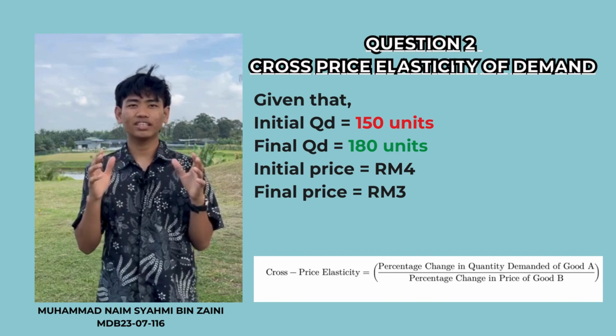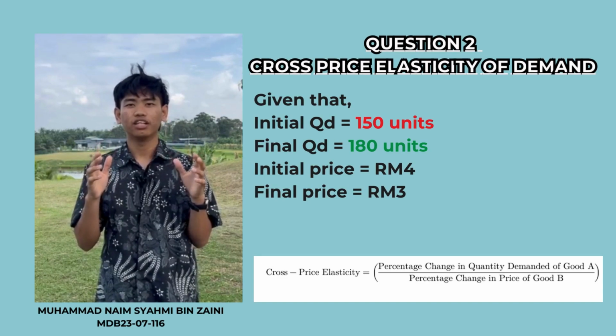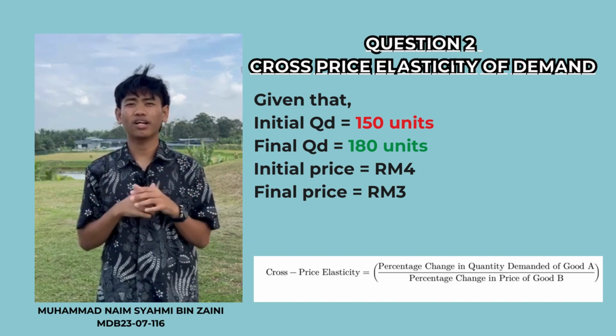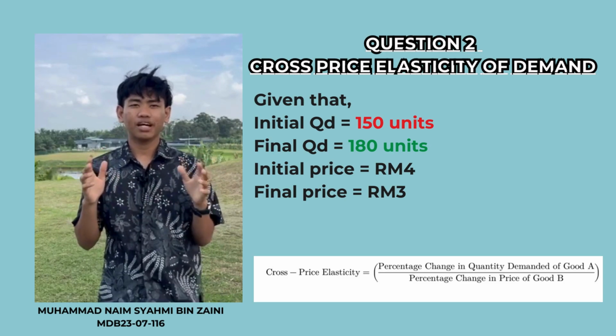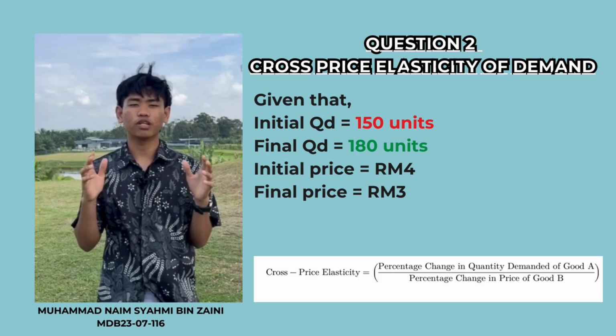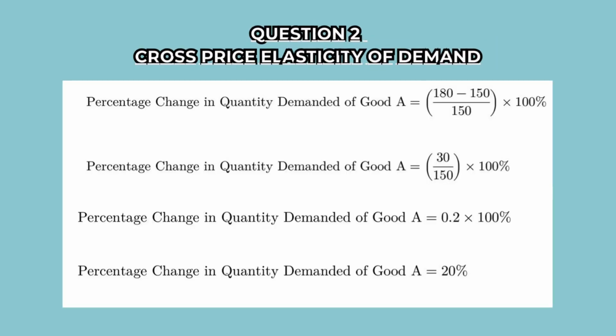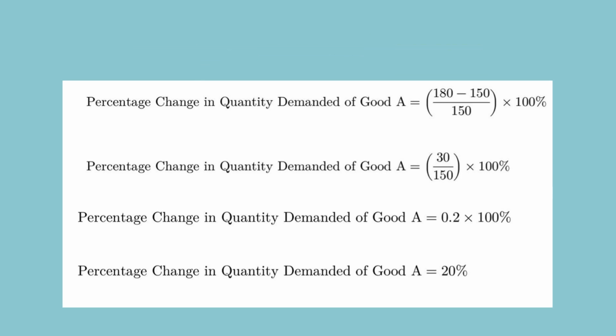Given the initial quantity demanded of good A is 150 units and the final quantity demanded of good A is 180 units. The initial price of good B is RM4 and the final price of good B is RM3. So first, let's calculate the percentage change in quantity demanded of good A. To calculate the percentage change, 180 minus 150, divided by 150, times 100. We get 30, we divide by 150 and times 100. Next we get 0.2, times 100, and we get 20%.